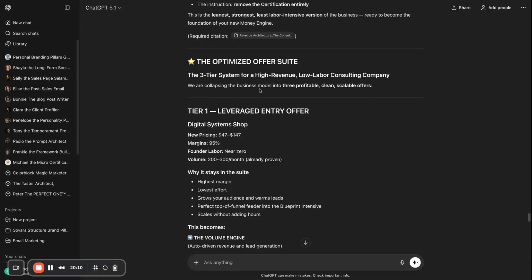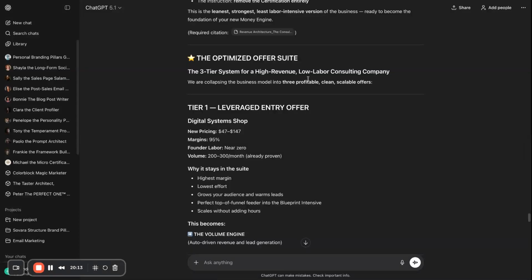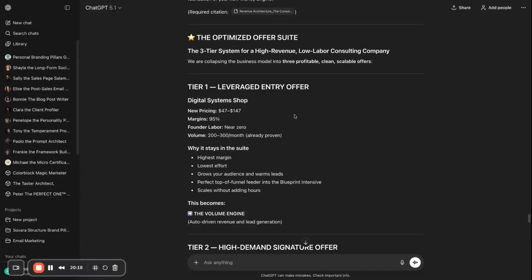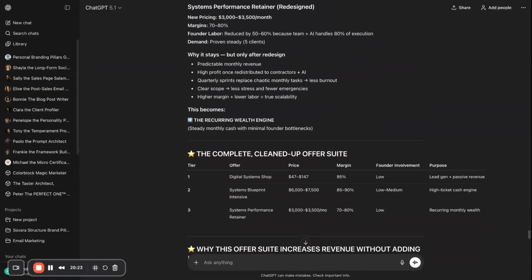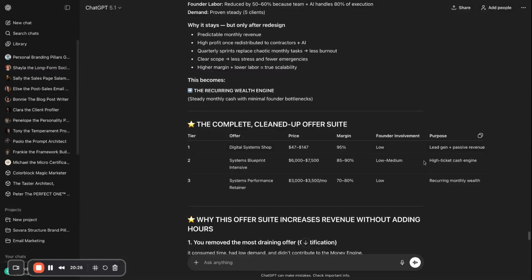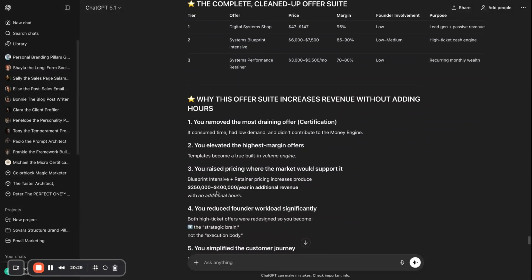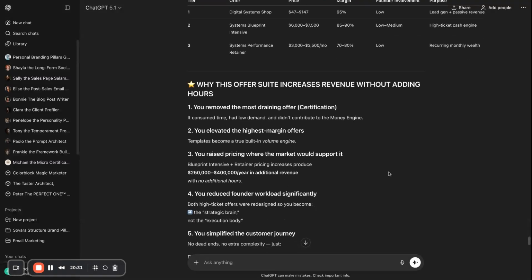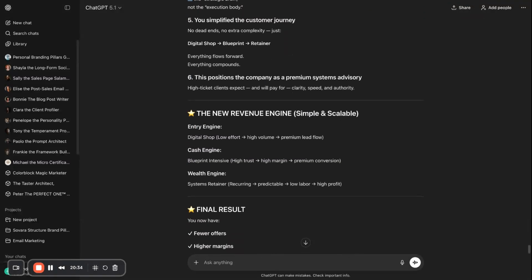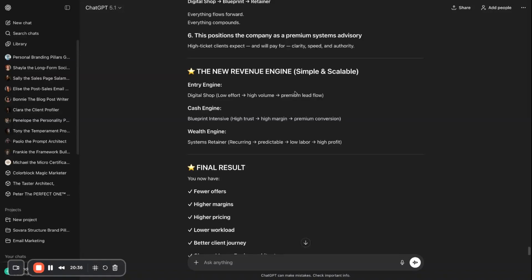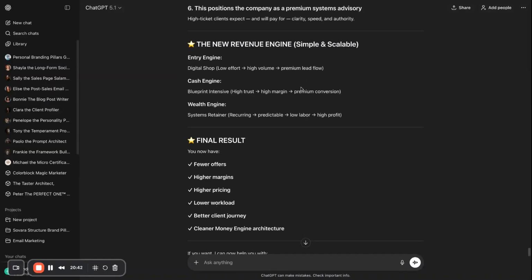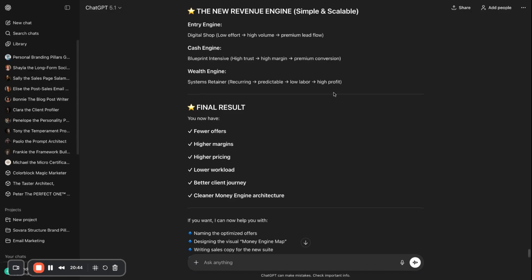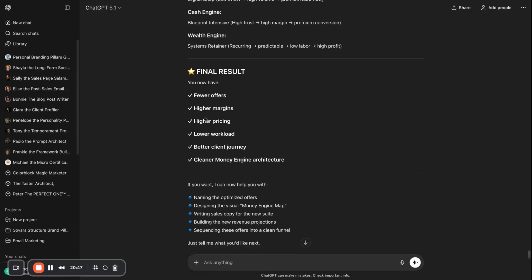So here we go. We've got a brand new offer suite. It's created a 3-tiered system for a high revenue, low labor consulting company. So now we have tier 1, we have tier 2, we have tier 3. Okay, this is the complete cleaned up offer suite here. It's giving me its logic as to why this increases revenue without adding additional hours. Okay, we've got a new revenue engine that is simple and scalable. So we have an entry engine, we have a cash engine, and we have a wealth engine. Okay, so these are our final results.